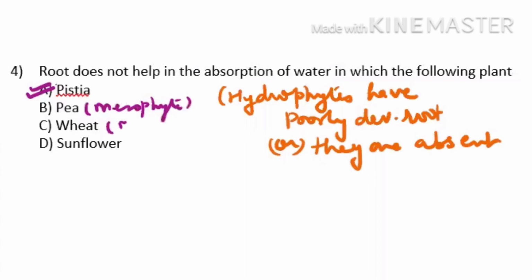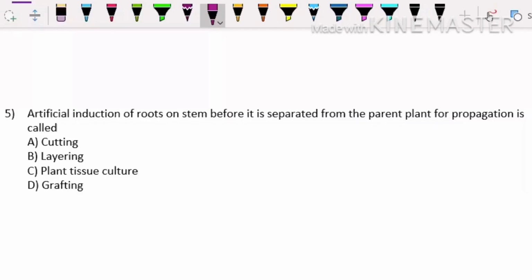Even wheat is also a mesophyte. Sunflower is also a mesophyte, where water is required, and for water the root system will be well developed. But pistia is already present in the water, so it will not have a well developed root system. Now see the next question.